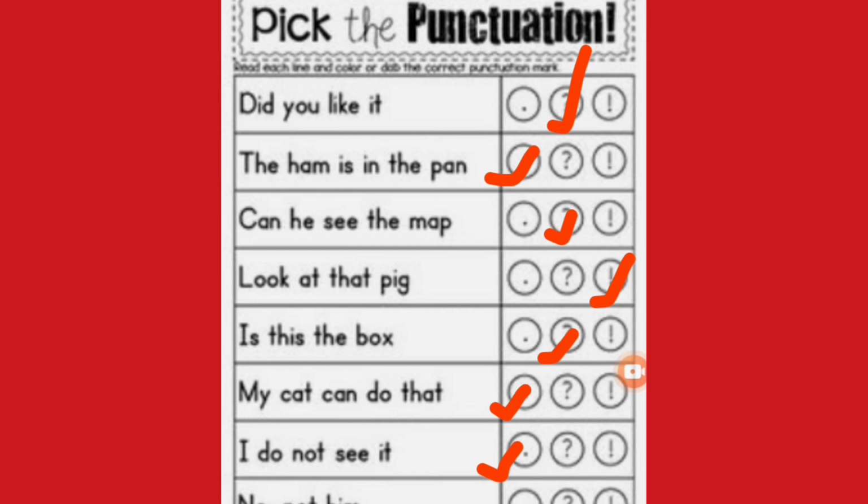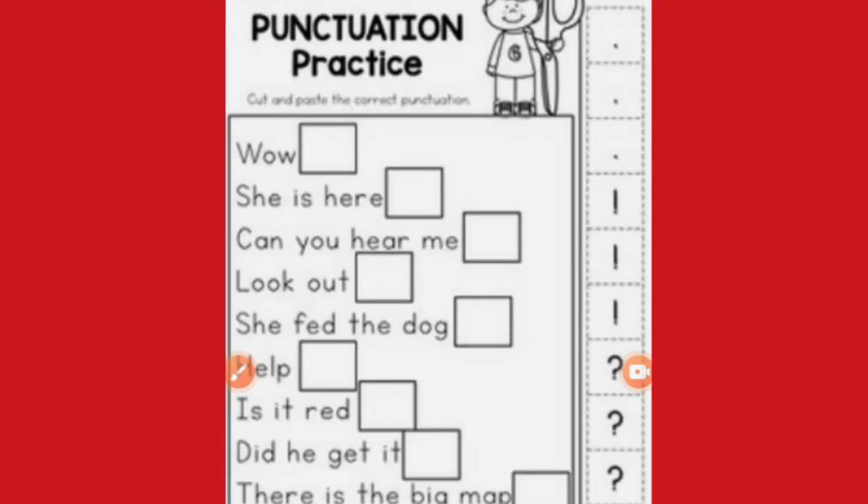And last one is, no, not him. So here we will put an exclamation mark. So this was our second worksheet. Now let's do the last one. Here again sentences are given. We have to put the correct punctuation mark.